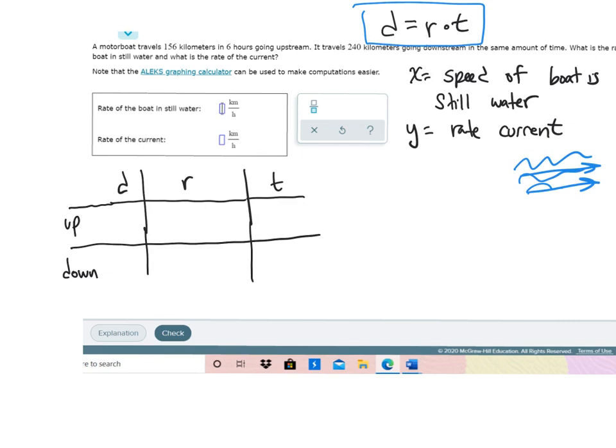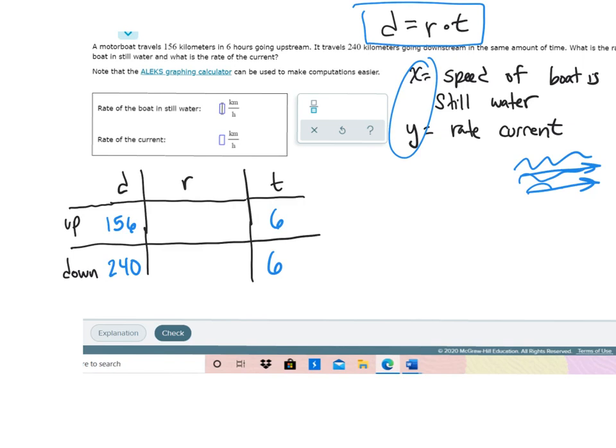So the first thing says when I'm going upstream, I'm going 156 kilometers, so that's my distance, in 6 hours. It doesn't tell me much about the rate, but I will find that. And then downstream, it says I'm going 240 kilometers, obviously further, in the same amount of time, 6 hours. So I have everything figured out. The only thing I don't have is my rate. But I'm going to define my rate based on these variables up here.